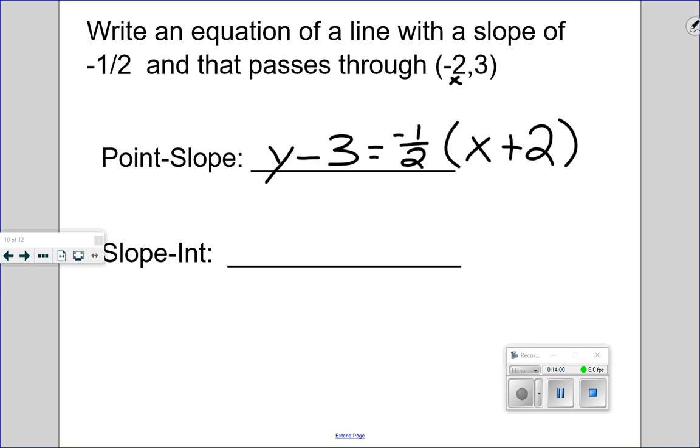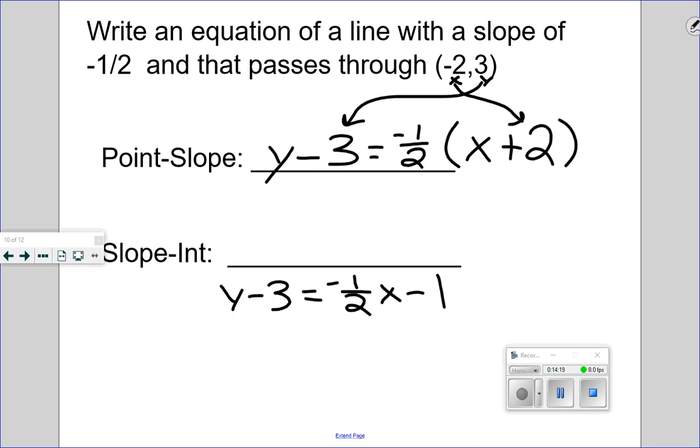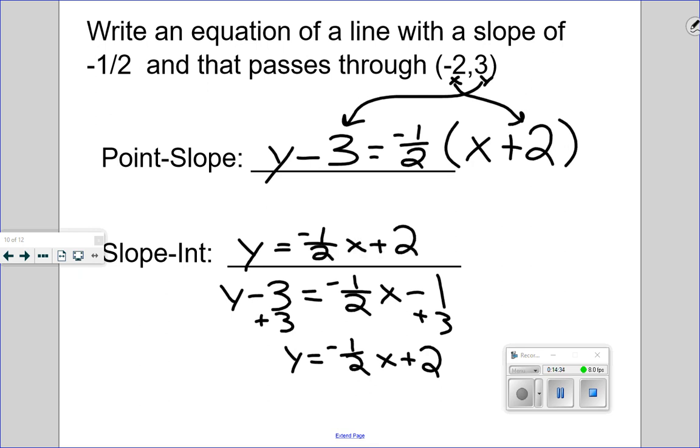So remember, that's my x that goes there. That's my y that goes there. And then the slope is the -1/2. And then if you needed to convert it to slope-intercept form, after that, what you could do is isolate y. So we'll distribute the -1/2. 1/2 times 2 is 1, so it's -1. And then add 3 to both sides. And that's your slope-intercept form, -1/2 x plus 2.